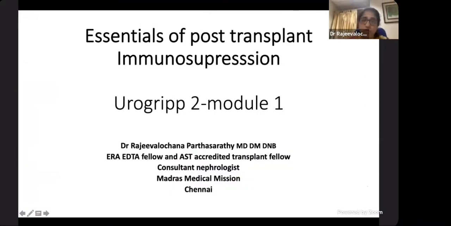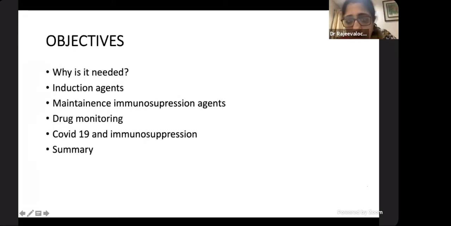So the topic given to me today is essentials of post-transplant immunosuppression. Hope I'll be able to do justice to quite a vast topic. My objectives for today's talk are: why we need to give immunosuppression at all, what induction agents are, what maintenance immunosuppression agents are, how we monitor drugs, and, in the situation of this current pandemic, whether there is any change we need to make when we are faced with COVID-19 or when we are doing a transplant during COVID-19.